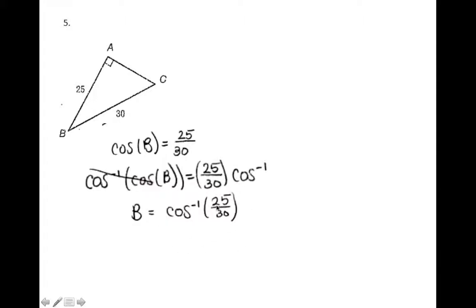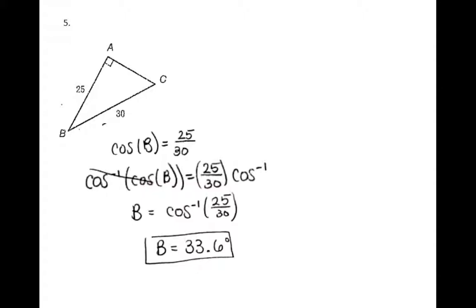So again, let's go to our calculators. We're going to go to second, draw, toggle down to number 4 on cosine, little negative 1, inverse of cosine, hit enter, plug in 25 divided by 30, close parentheses, hit enter, and you'll notice B equals 33.6 degrees. So again, we're using the side lengths here, using the inverse of cosine to find that angle measure.